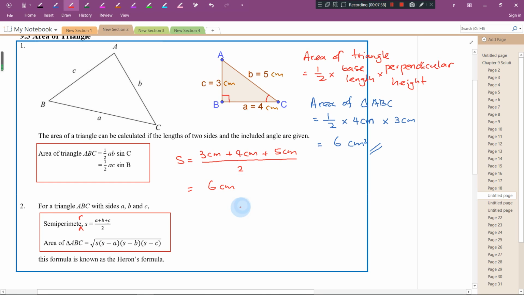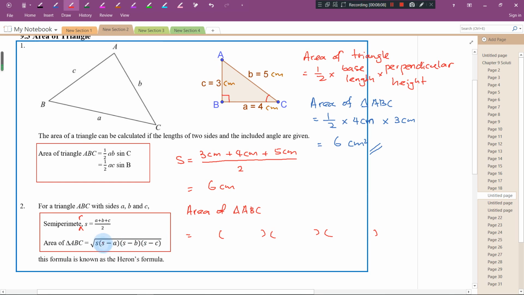6 centimeters. If you want to use this formula, it's actually very easy. Area of triangle ABC. Let's try. We should be able to get exactly the same answer as this one, which is equal to 6 square centimeters. So you open a square root first. How about I write 3 parentheses first? Now I have 3 sides, right? 3 parentheses.